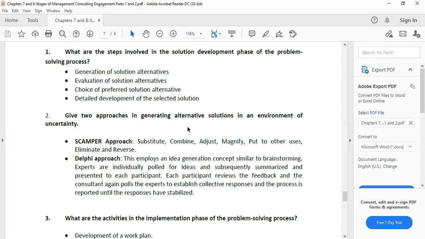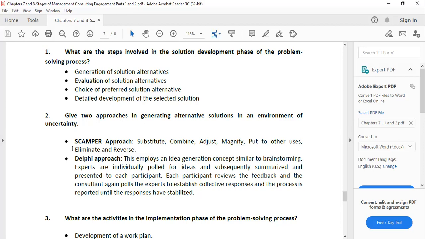After that, we look into the two approaches in generating alternative solutions in an environment of uncertainty. It is a given that in the business world, there would always be risks of uncertainty, meaning we are not fully aware of what risks there are, the chances of negative outcomes that could have impact to the business or organization. In generating the solutions, there are two approaches, the SCAMPER and the Delphi.